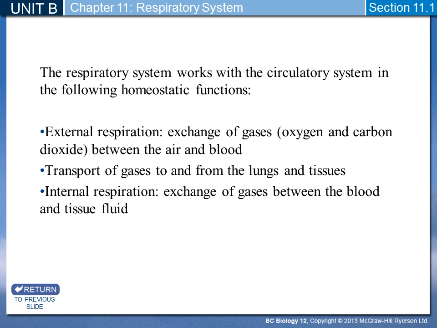Another homeostatic role is maintaining blood pH, and we'll talk a little bit about that later in the chapter. The respiratory system has a major function in blood pH because if we get a buildup of carbon dioxide in the blood, it can actually be acidic.